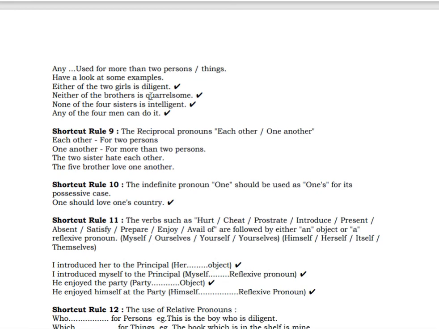Have a look at some examples here. Either of the two girls is diligent, very hardworking. Neither of the brothers is quarrelsome. See here, he is used. And none of the four sisters is intelligent. Any of the four men can do it. So let's go to rule number 9 now.